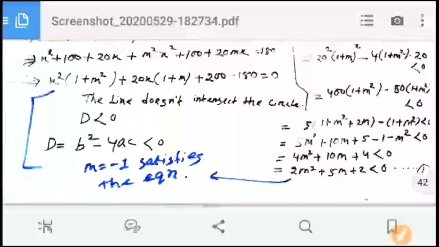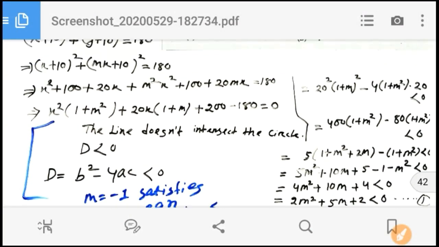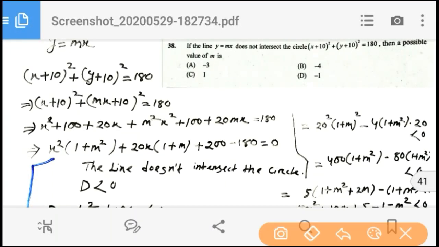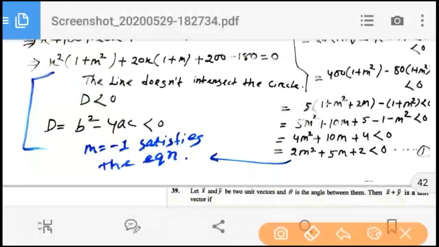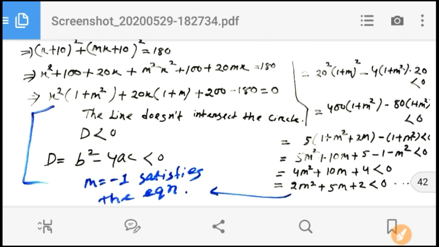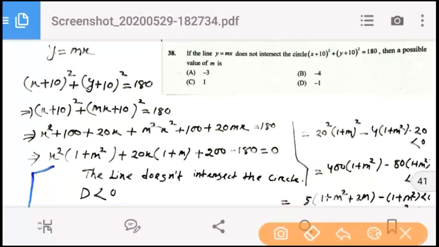From all the options, let us see the options: minus 3, plus 1, minus 4 and minus 1. We will check all the four conditions to see which will satisfy. You can see that only minus 1 satisfies this equation. So the answer is option D, minus 1.